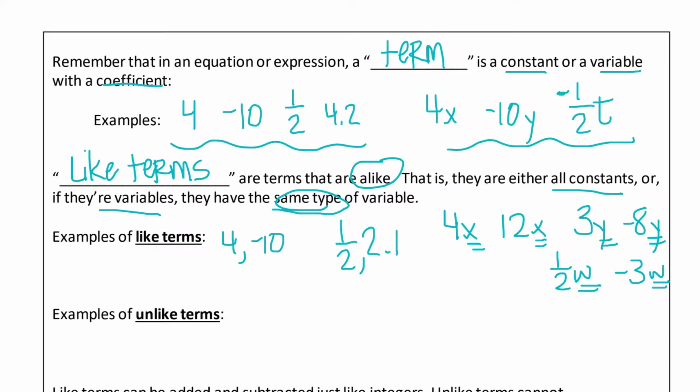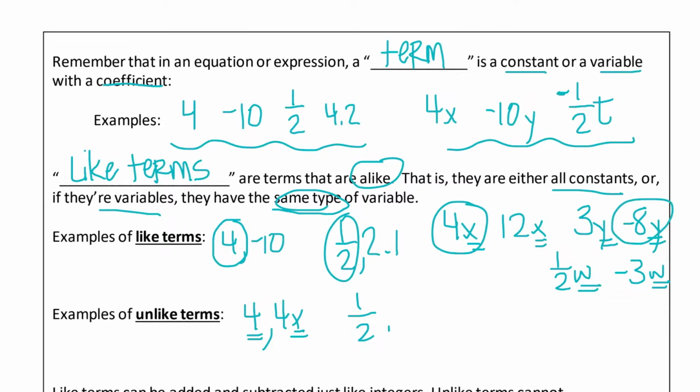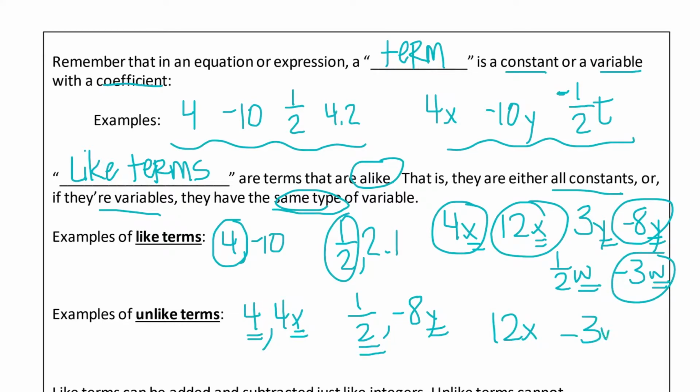So unlike terms are when you mix any of those. Like if you take the 4 from the constant and the 4x from over there, these are not alike. This is a constant, this is a variable, not like terms. If you took the 1/2 from here and the negative 8y from here, these are not like terms because this is a constant and this is a variable. If I took the 12x and the negative 3w, these are not like terms. They're both variables, but they're different variables, okay? One's x and one's w.